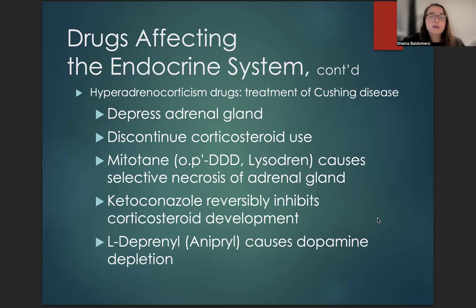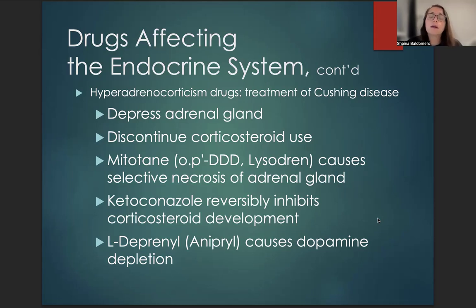So, what can we do? Well, we're going to stop any steroid use right away because it's usually caused by giving too much steroids. So, we're going to discontinue that. And then we can give medications like mitotane, which is also known as Lysodren, which causes selective necrosis of the adrenal glands. So again, the adrenals are overproducing, they're going crazy. So we can give a medication to help kind of kill off part of that organ to make the production less, similar with what we saw with the thyroid.